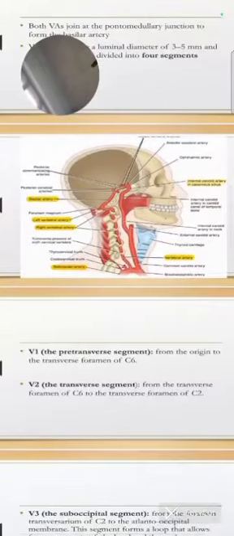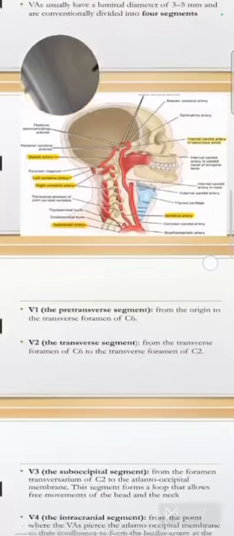So the first segment is the pre-transverse segment, that is from the origin to the foramen transversarium present in the C6 vertebra. So that is before the transverse process of the 6th vertebra from the origin. That's why it is termed the pre-transverse segment. Before piercing the transverse process, the segment is considered the pre-transverse segment.